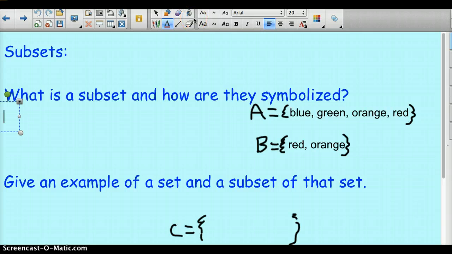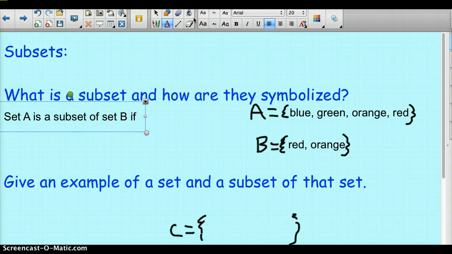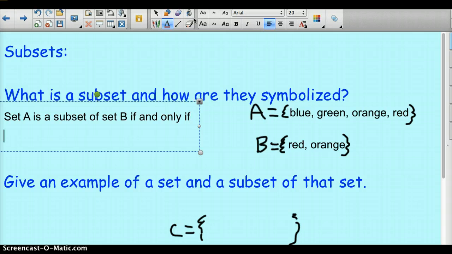So starting over here on what a subset is. Right, we'll use it in an example. Set A is a subset of set B if and only if all of the elements of set A are elements of set B.